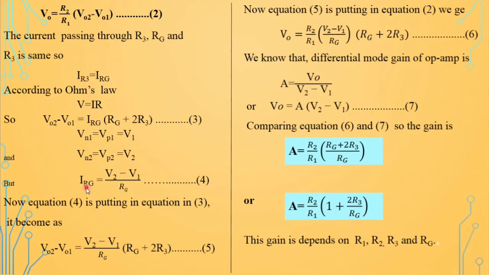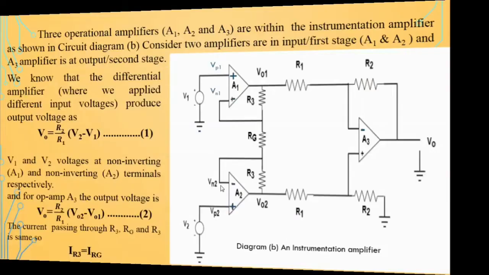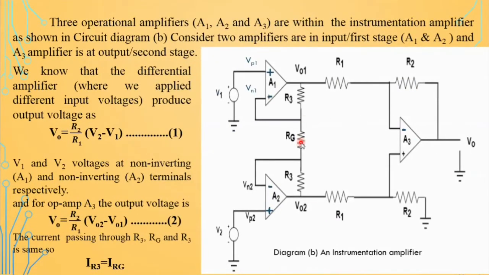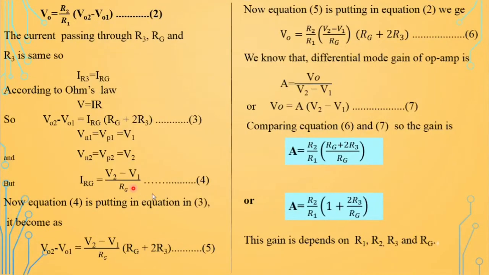So here IRG is equal to V2 minus V1 divided by RG. This is our equation 4. Here is the current passing through this RG resistance, that is IRG. According to Ohm's law, IRG is equal to the voltage at this point, which is V2, because V2 is equal to Vp2 is equal to Vn2, and the voltage at this point is V1. So IRG is equal to V2 minus V1 divided by RG. This is our equation 4.